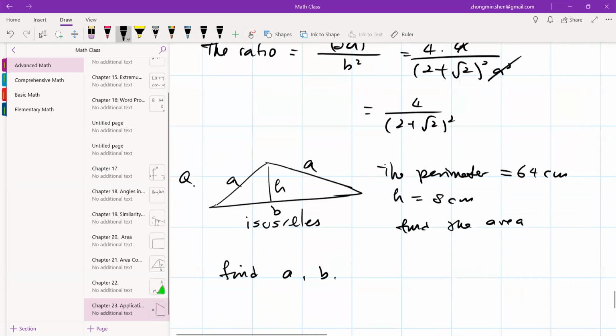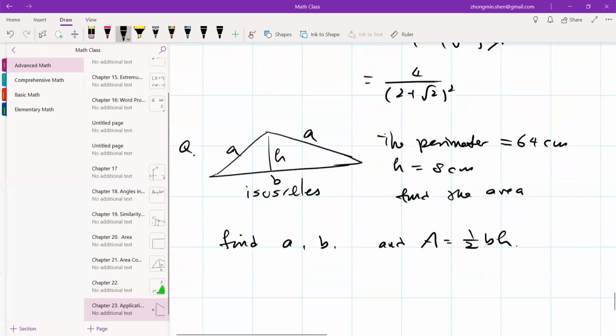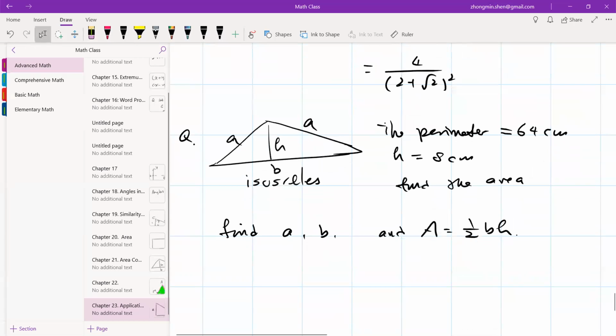Okay, and the area equals half of B times H. So can you try this? Once you find the A and the B, you can find the area. Right? H is already given. H is 8. Just need to find A and B. Once you get A, then you get the B. Right? Write down the two equations.